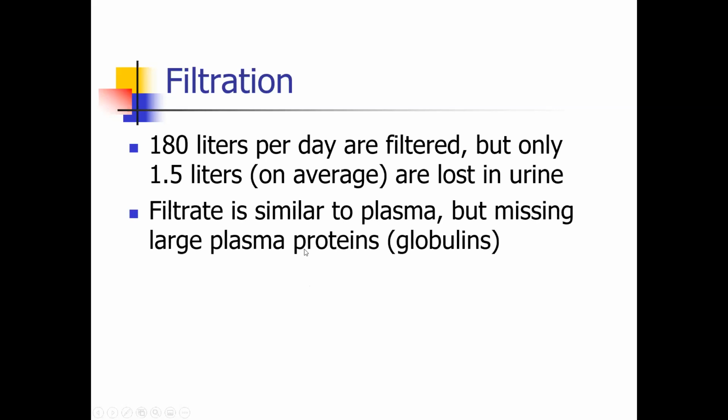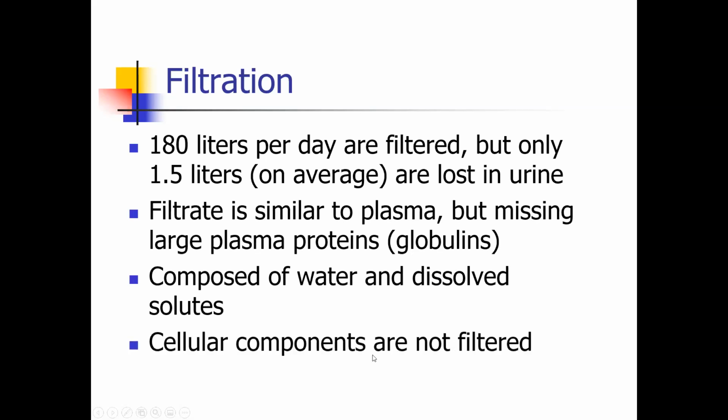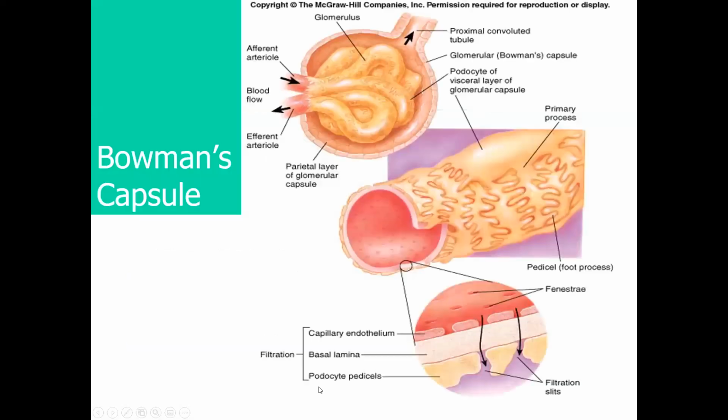Filtrate is similar to plasma, but is missing the large plasma proteins, which are globular proteins called globulins. The filtrate is composed of water and dissolved solids. Cellular components are not filtered. So when we say cellular components, we're talking about things like red blood cells, white blood cells, thrombocytes, which are platelets, and the large plasma proteins are not released into the filtrate. So they are retained. So when it says they're not filtered, it means they are held in the blood, not allowed to become part of the filtrate.